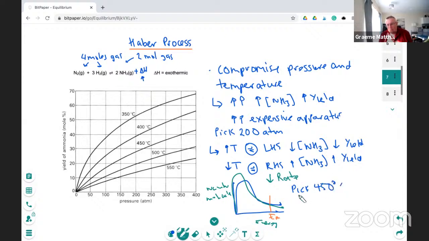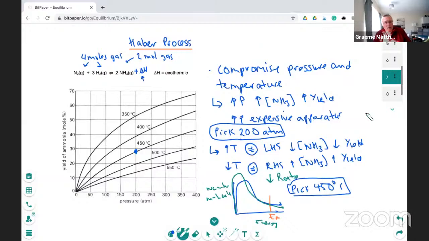And so you see the 450 degrees, and you see the 200 atmospheres like so. These are your compromise pressure and temperature. You just need to know this. All right, and if they ask you why, well, because, if you increase the pressure too much, then you run into the problem of, yes, you do increase the yield, but then it costs you so much money. Expensive apparatus is not going to be worthwhile.